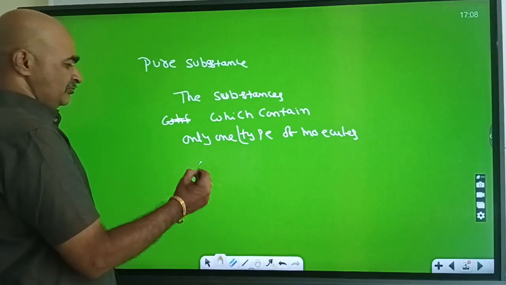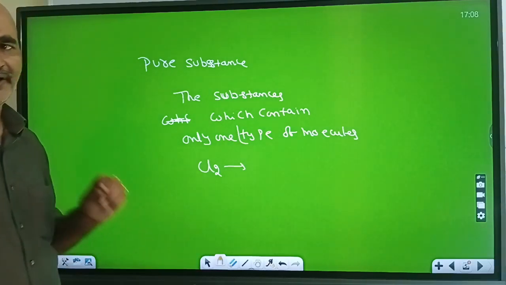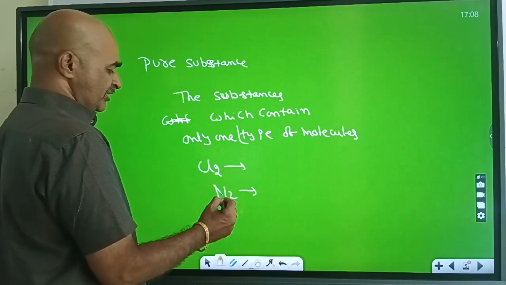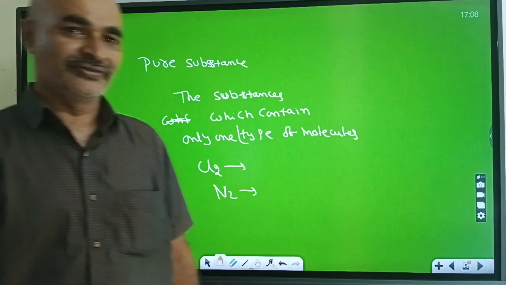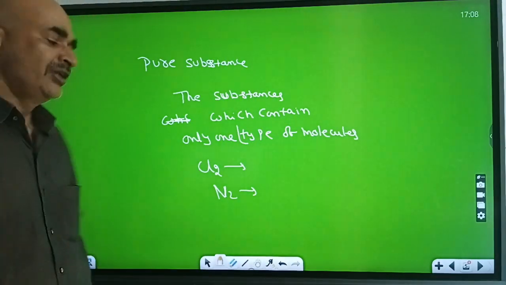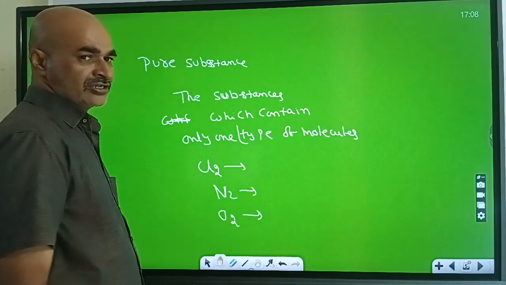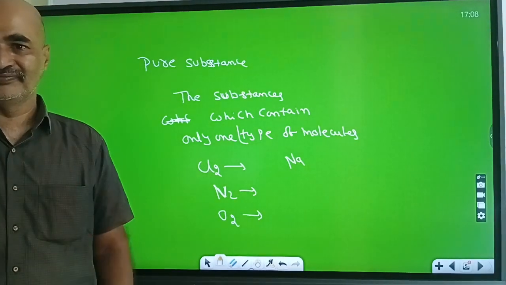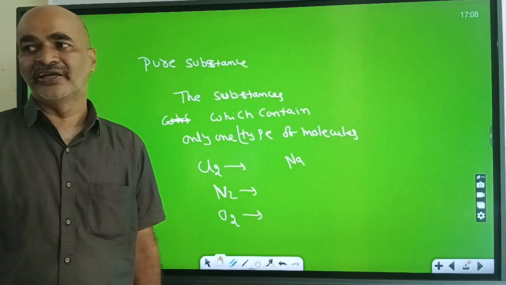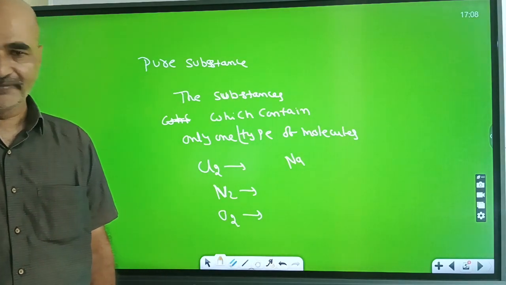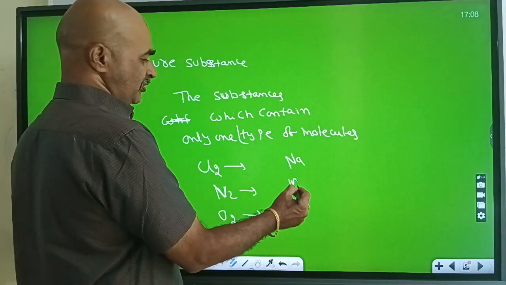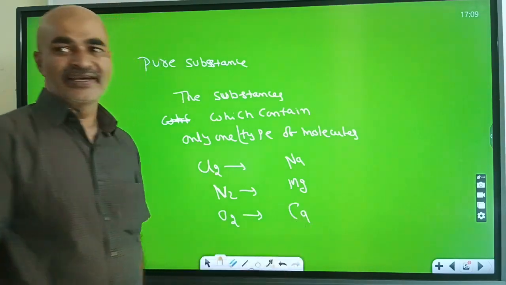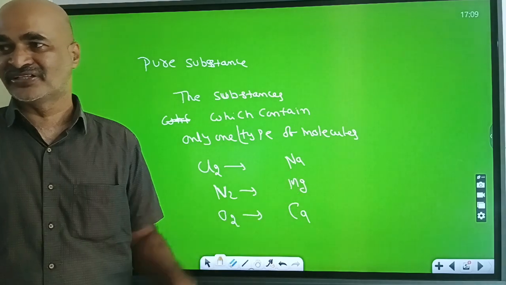Example, chlorine. Purest chlorine has chlorine molecules, Cl2 molecules. Nitrogen gas has nitrogen molecules only. Oxygen has oxygen molecules only. Sodium has only sodium atoms. Sodium does not contain any other matter. Magnesium contains magnesium atoms. Calcium contains only calcium atoms. So calcium is the purest substance.